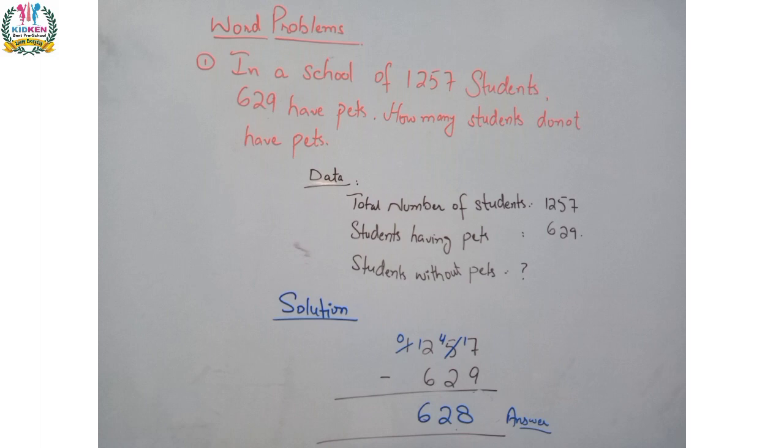So simply you can find the students who do not have pets. The total number of students is 1257. Students who have pets are 629. So simply you can subtract the students who have pets from the total number of students. So you can find the students who do not have pets. So the total number of students who do not have pets is 628.